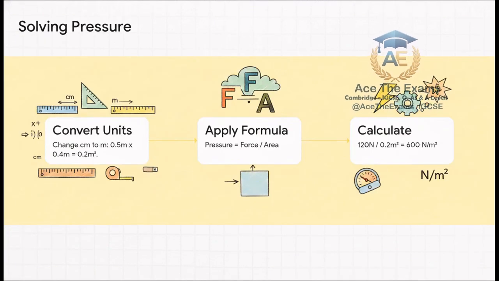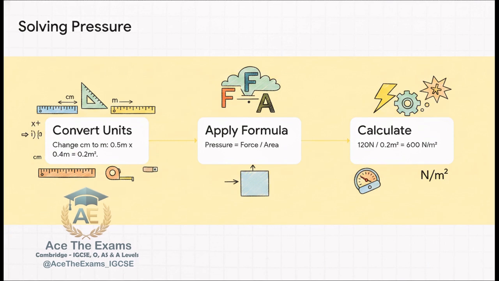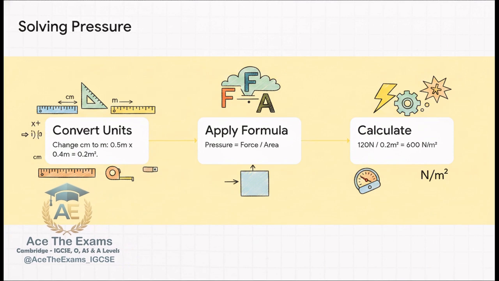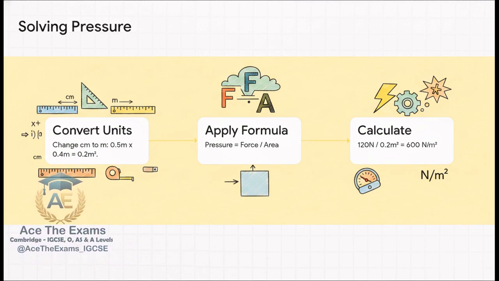We have got to always remember to check our units first. Step 1, change those centimeters over to meters before you do anything else. 50 centimeters is 0.5 meters. 40 centimeters is 0.4 meters. Multiply those together and you get an area of 0.2 square meters.